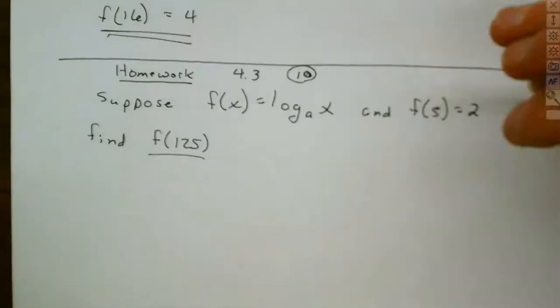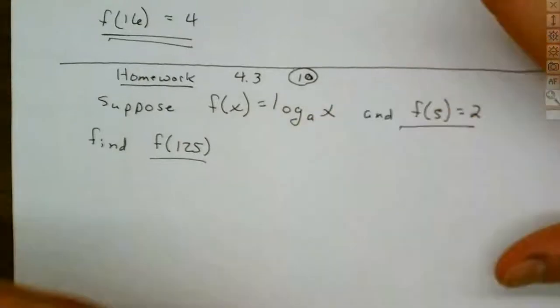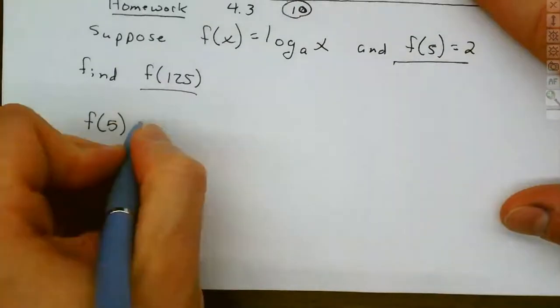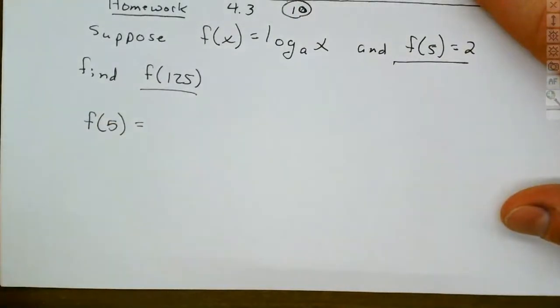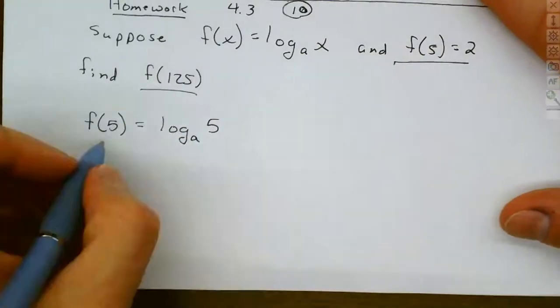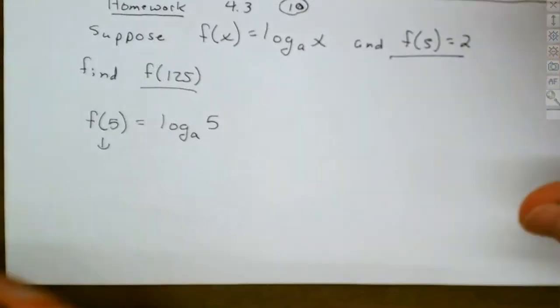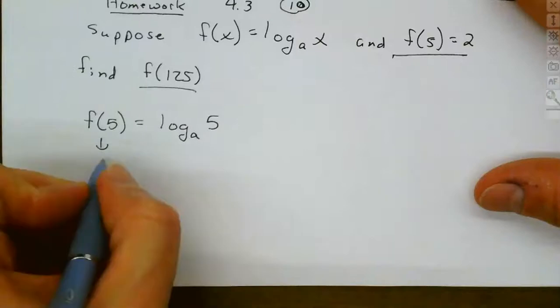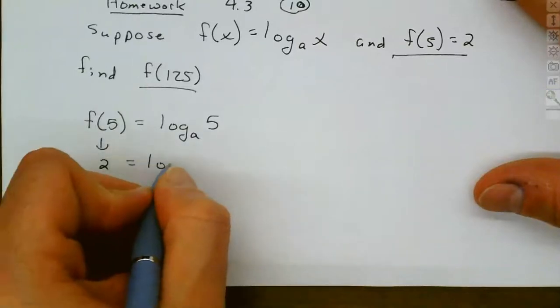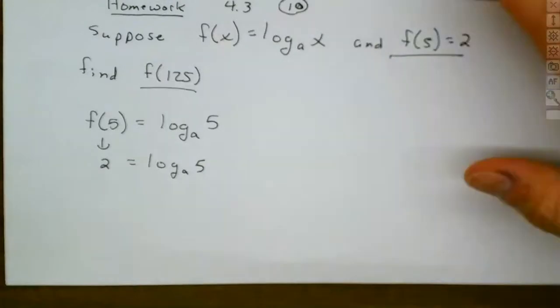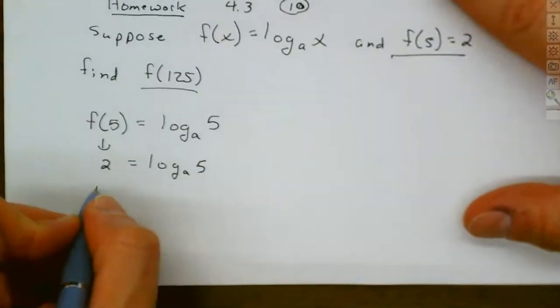What am I going to first do? Okay, the first thing I look at is f of 5. So f of 5 would be, when I plug it in, log base a of 5. Now, what do I know about f of 5? What is f of 5? F of 5 is defined to be what? 2. So we know that. Now, how do I find my a? Well, I've got to convert it. So let's convert this to an exponential.